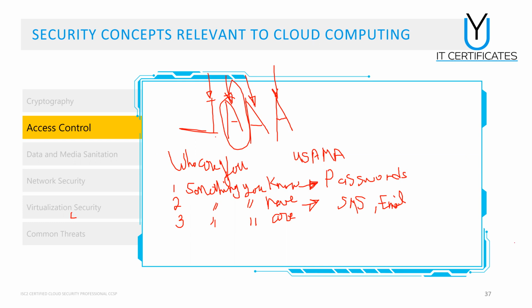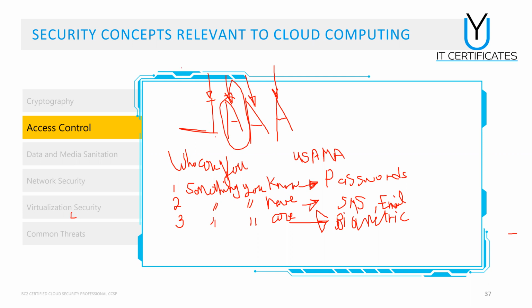Finally, something you are. This is biometrics. It represents you. It can be your fingerprint, your eye scan, or anything like that. These are the methods of authentication, and you can use any one of them.